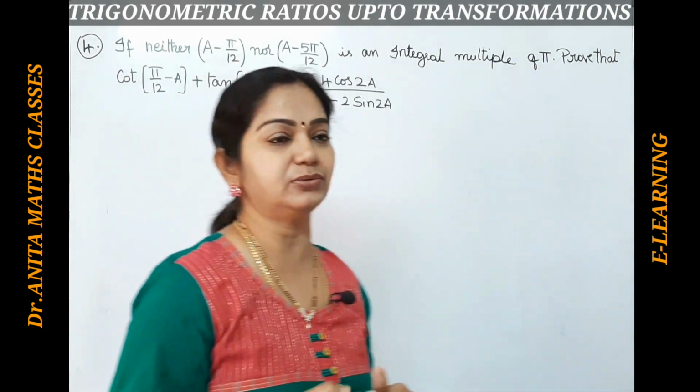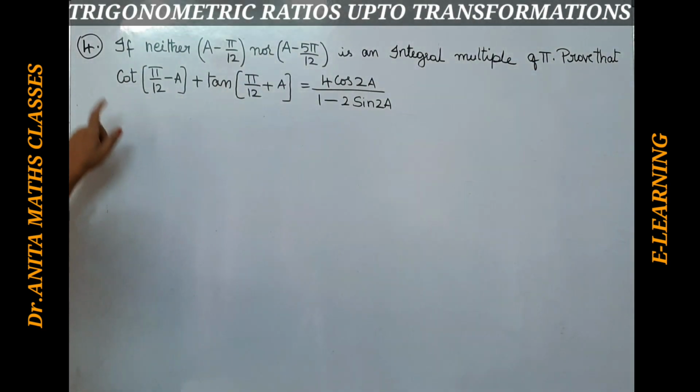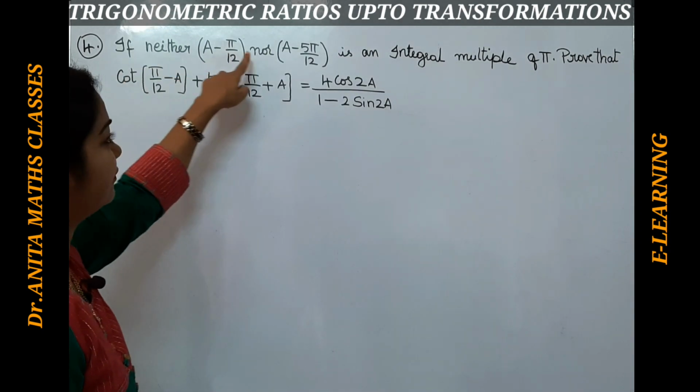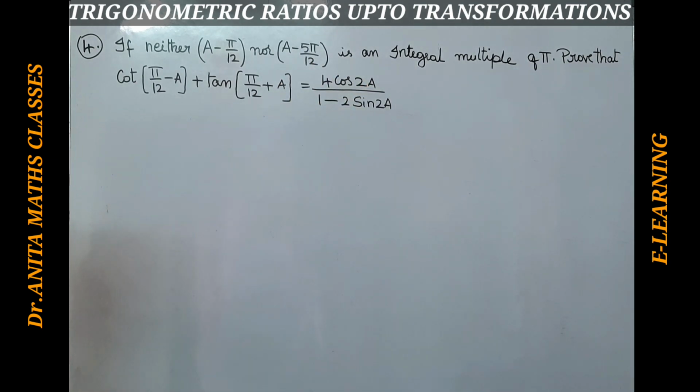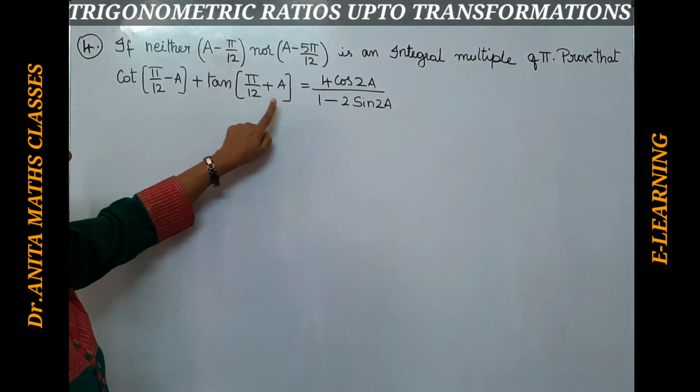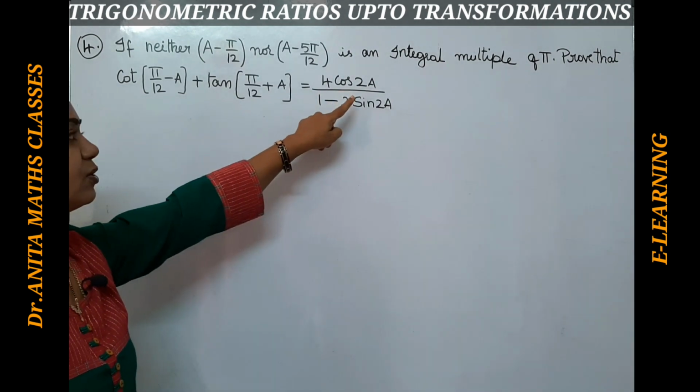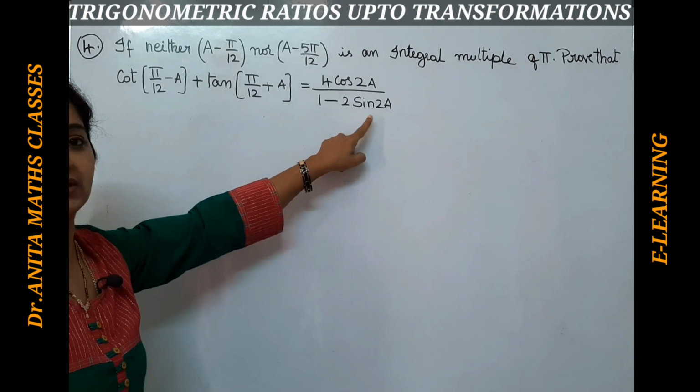Now we will continue the 6E exercise. In that I have noted down the problem. If neither a minus pi by 12 nor a minus 5 pi by 12 is an integral multiple of pi, prove that cot(pi by 12 minus a) plus tan(pi by 12 plus a) is equal to 4 cos 2a by 1 minus 2 sin 2a.